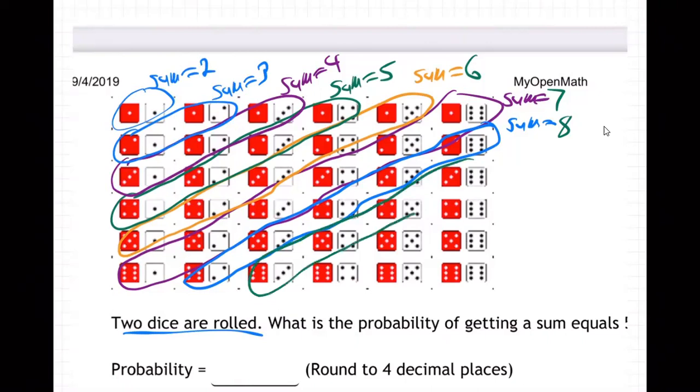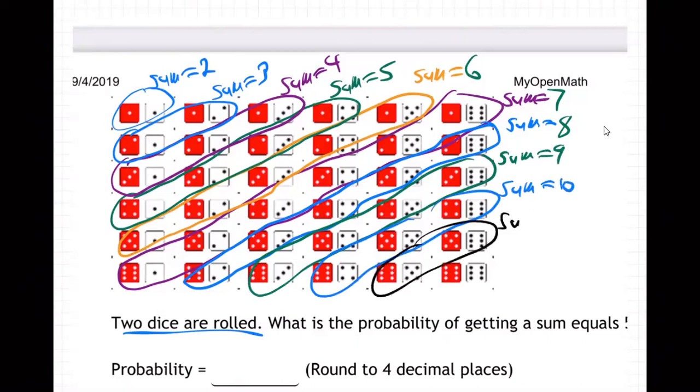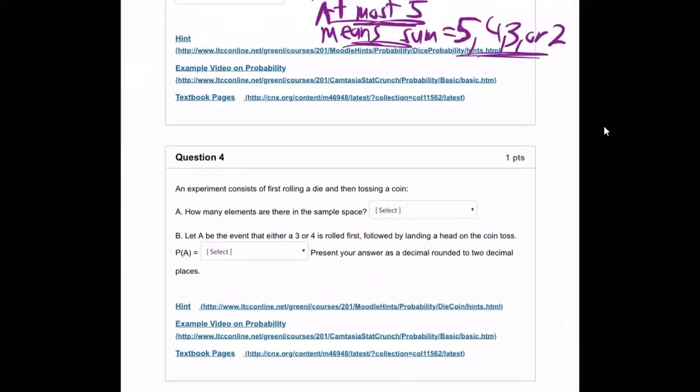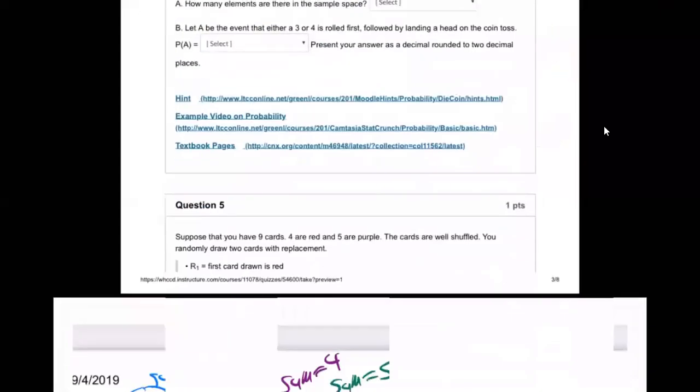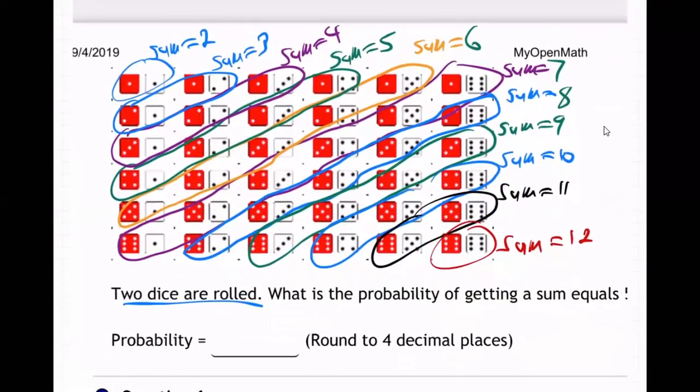Up here, this would be a sum of 9, right? Keep going. Sum of 10. Sum of 11. And then the last one right here, sum of 12. We call that boxcars. Anyway, all right, so what are they wanting? We're wanting sums of 5, 4, 3, or 2, because they said at most 5. So that's 5 or below, 5, 4, 3, or 2. So where would that be? Sum of 5, sum of 4, sum of 3, sum of 2.